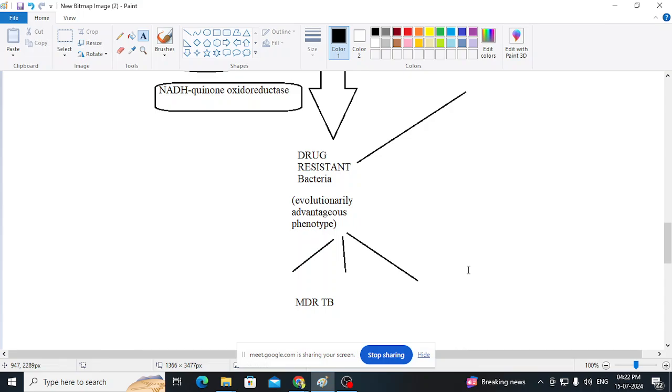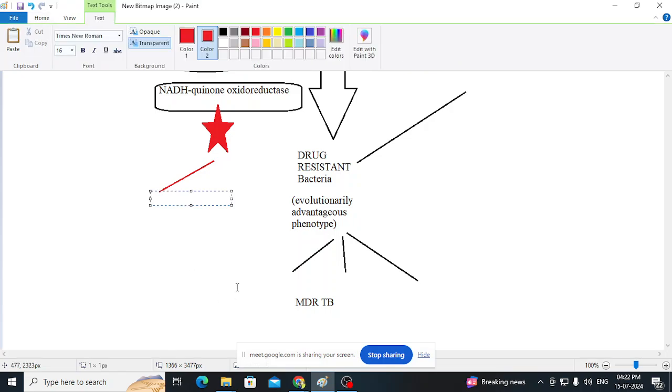Now your job is to identify how to make an inhibitor for this particular drug target. You are about to design this inhibitor. Your job is to design this inhibitor.